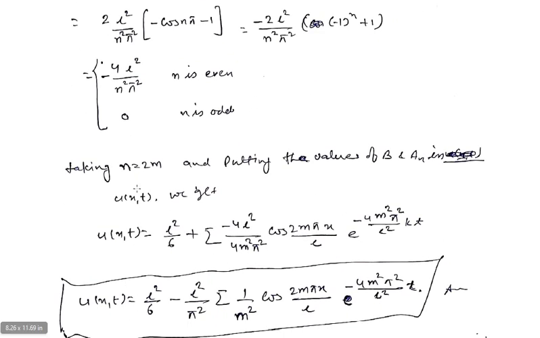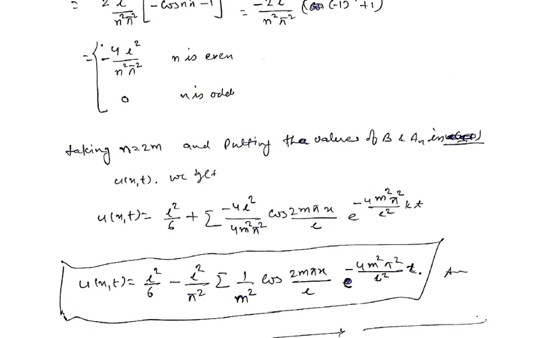So we can replace n by 2m. In place of n we put 2m. In that case u becomes L square by 6 plus summation minus 4L square upon 4m square pi square, cos 2m pi x upon L, exponential minus 4m square pi square upon L square kt, or it can be written in this way.